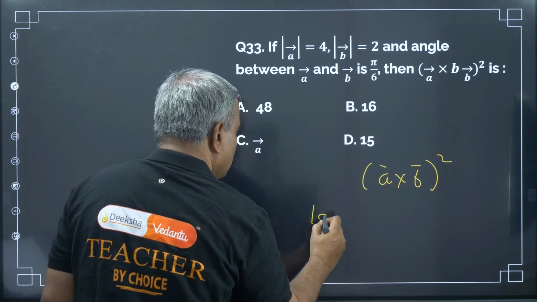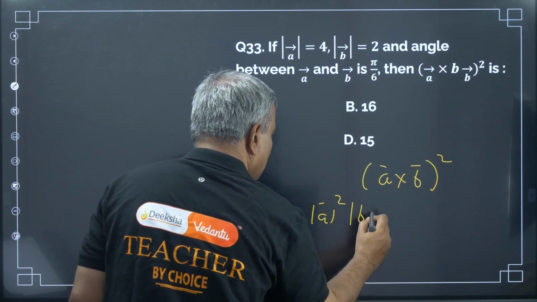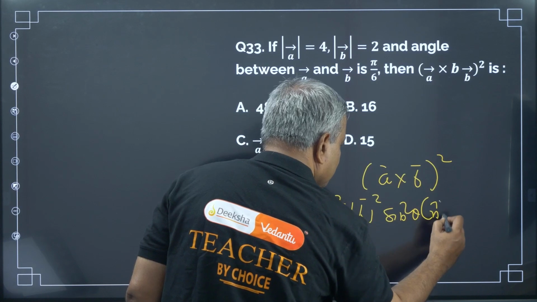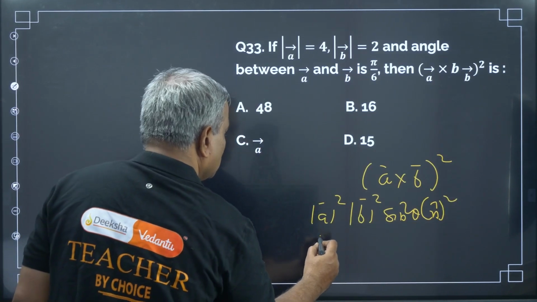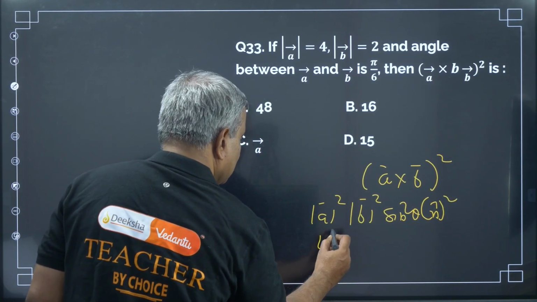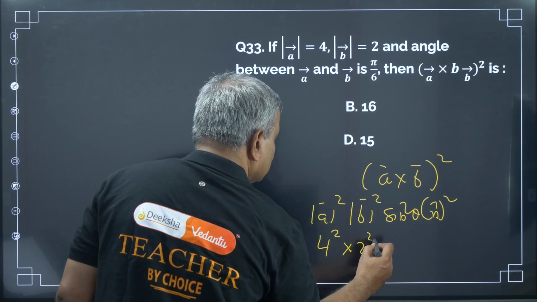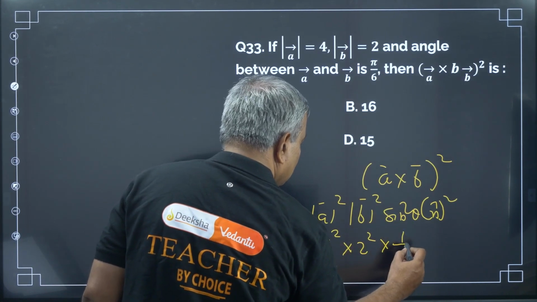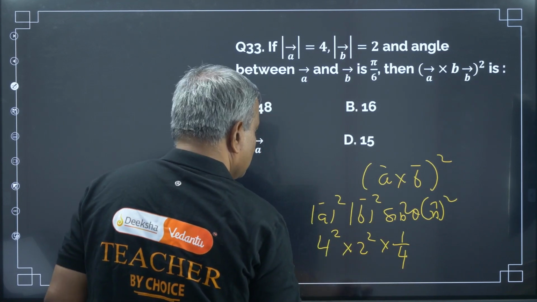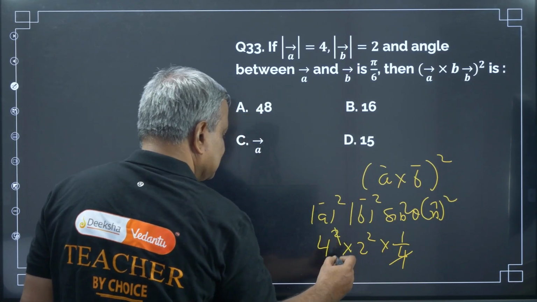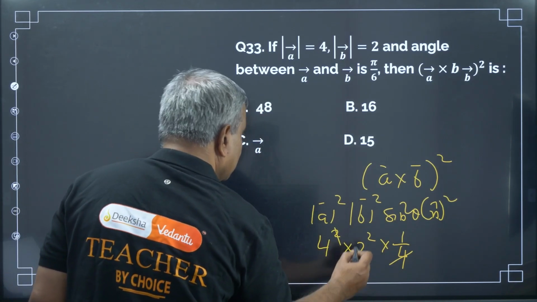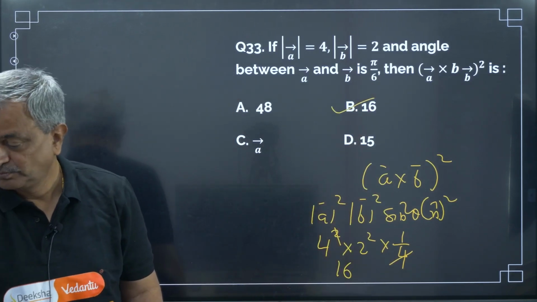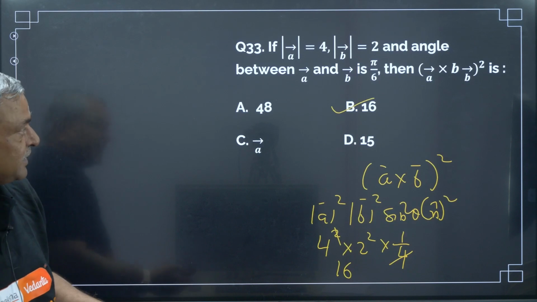So this will give you mod A vector whole square, mod B vector whole square, sin square theta, n cap whole square, which is equal to 1. So mod A is equal to 4, 4 4s are 16, 4 square into 2 square into sin square pi by 6 will give you how much? 1 by 2, 1 by 4. Okay, so how much with the sum? 1 4 will cancel, 4 4s are 16. Option B is correct. Simple formulas, nothing else. Is equal to 16, option B is correct.